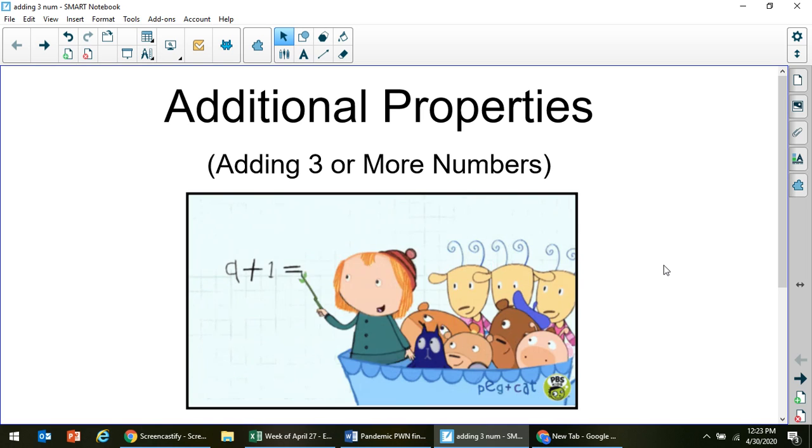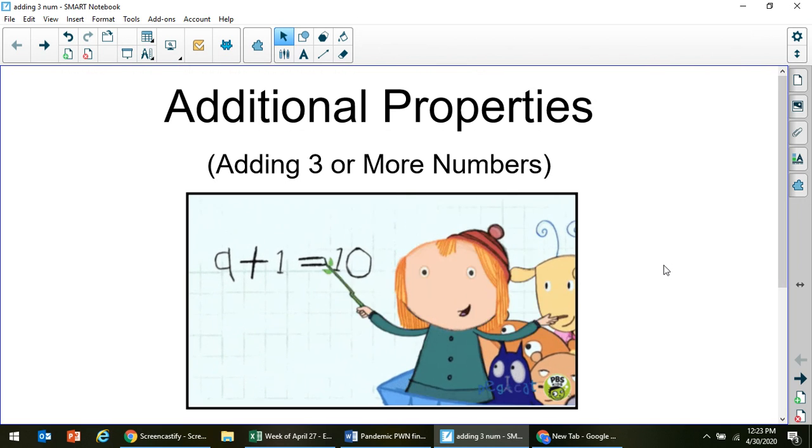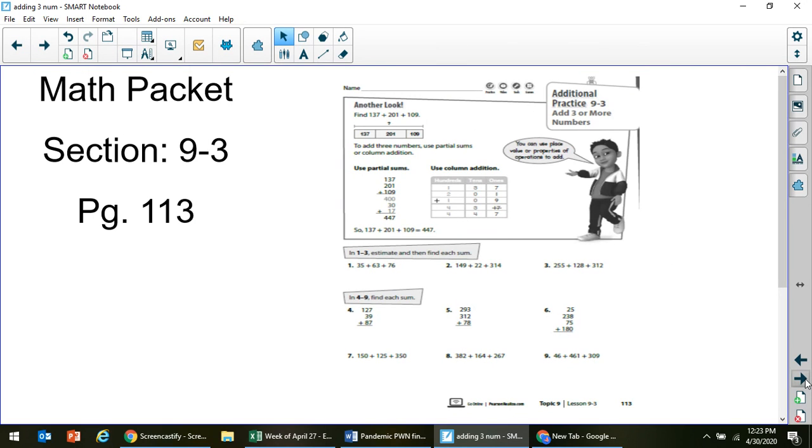Today I'm going to go over additional properties. We're going to focus on adding 3 or more numbers. So make sure you have your packet in front of you. It's section 9-3, looks exactly like this. And on the bottom it should say page 113.